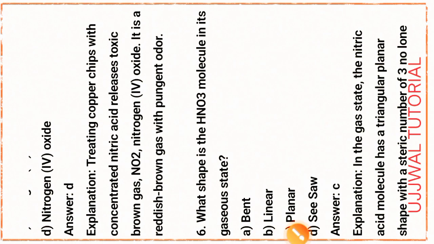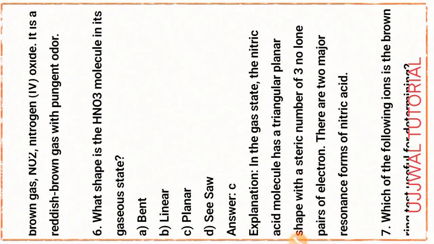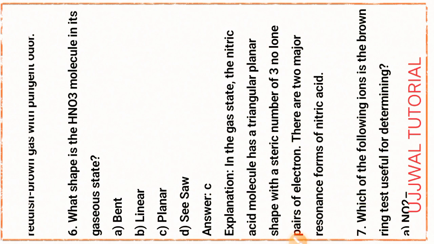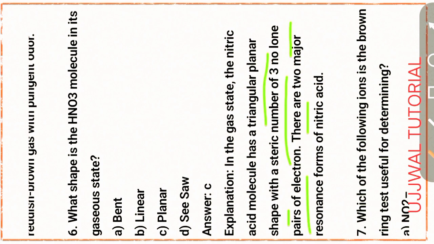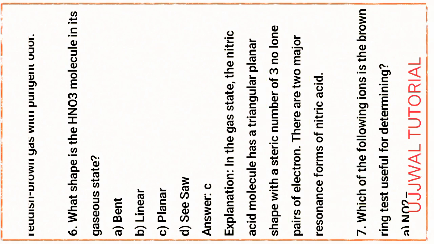Next question, question number 6. What shape is the nitric acid HNO3 molecule in its gaseous state? That is option C, planar. Explanation for this part: in the gas state, the nitric acid molecule has a triangular planar shape with a steric number of 3 and no lone pair of electrons. There are two major resonance forms of nitric acid. This part is discussed very deeply in other videos. Follow the other videos in the description box.